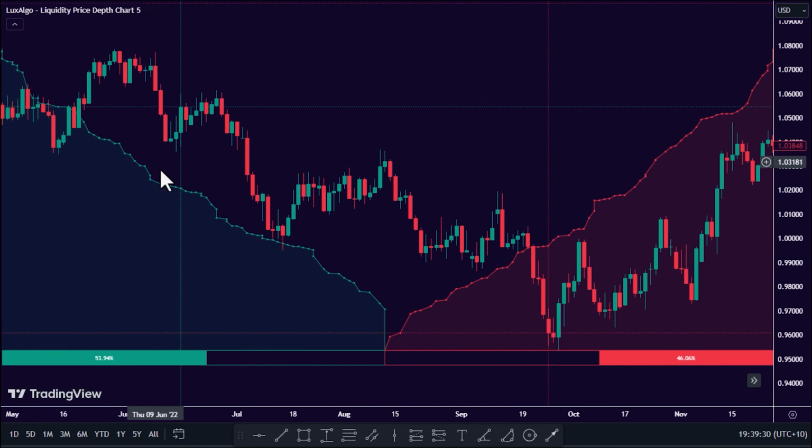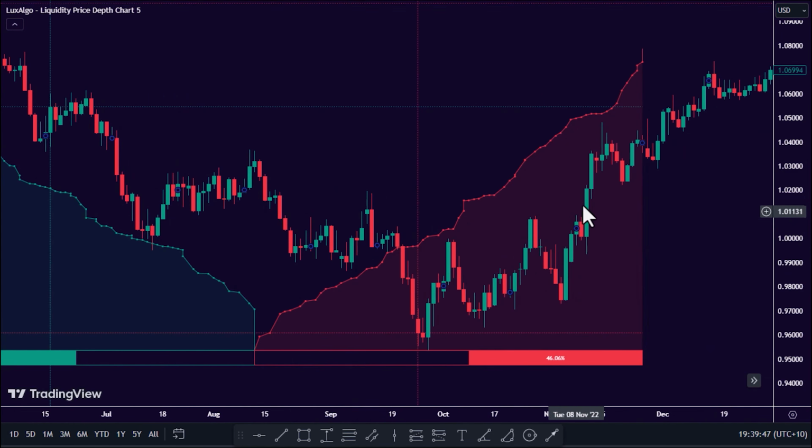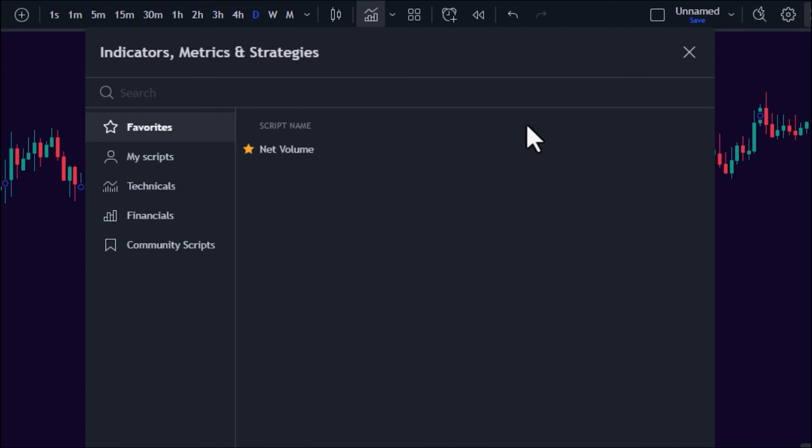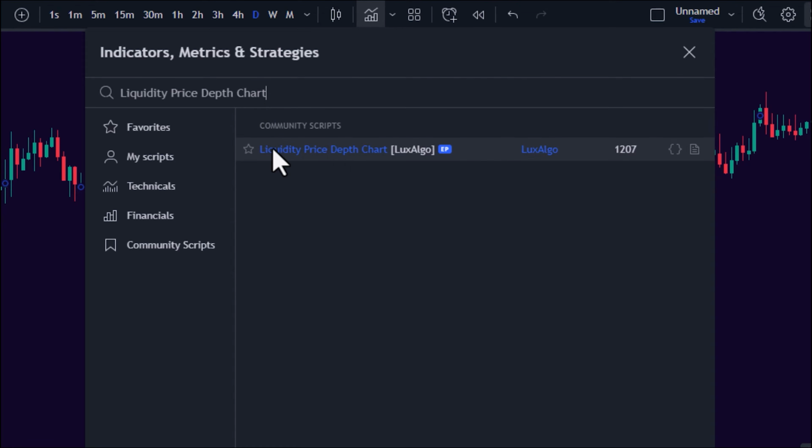To comprehend the Liquidity Price Depth Chart, let's start with the basics. This indicator is designed to provide traders with a visual representation of market liquidity. Essentially, it helps us see where buy and sell orders are clustered at previous price levels. First things first, ensure you have the Lux Algo indicator installed on your trading chart. Search the indicator Liquidity Price Depth Chart by Lux Algo.